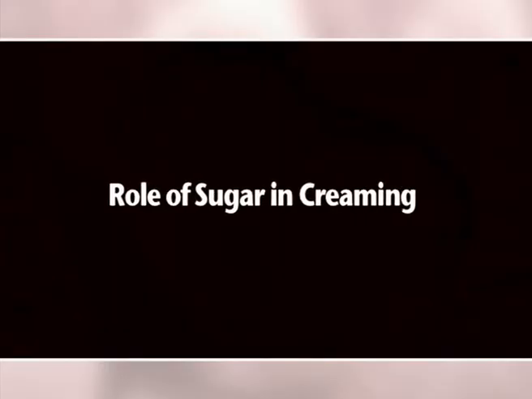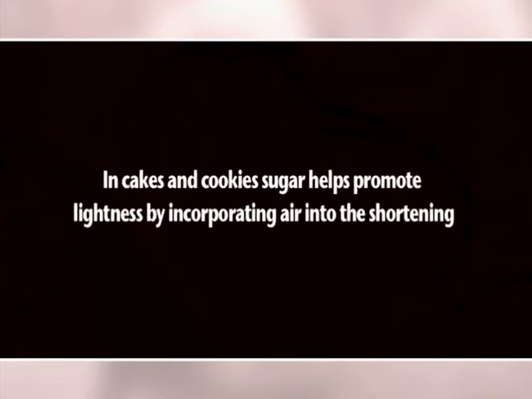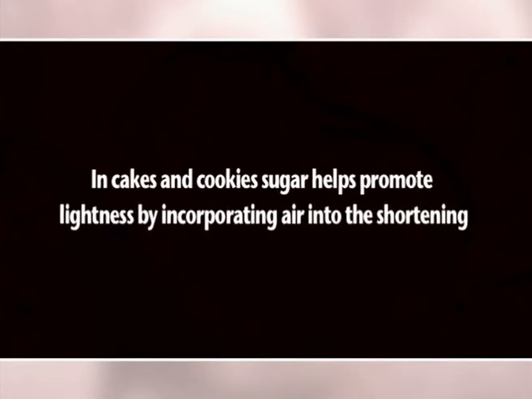Role of sugar in creaming. Sugar crystals become interspread among the shortening molecules when shortening and sugar are creamed together. In cake and cookies, sugar helps promote lightness by incorporating air into the shortening. When sugar is mixed with shortening, the air becomes incorporated as very small air cells. During baking, these air cells expand when filled with carbon dioxide and other gases from the leavening agent.